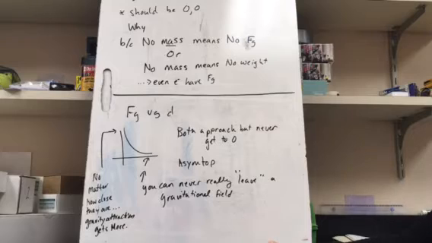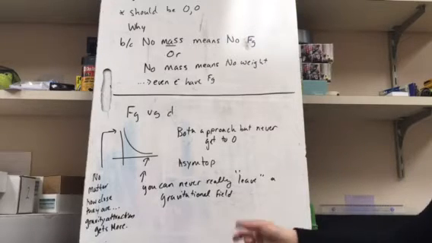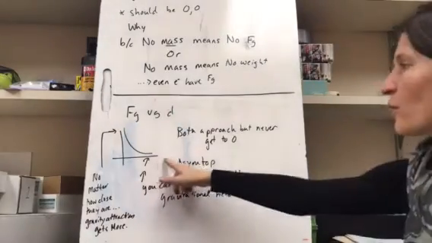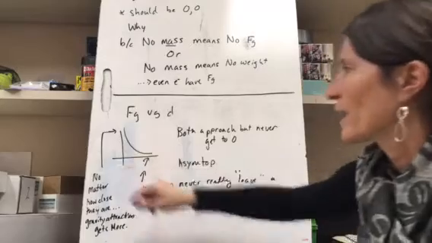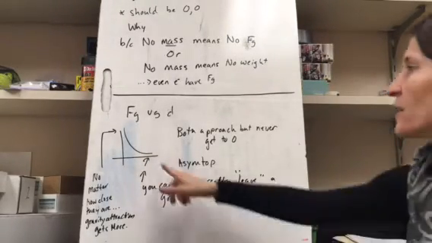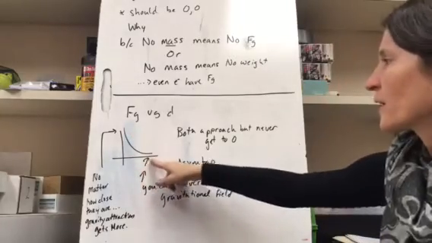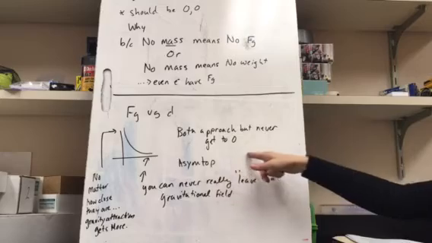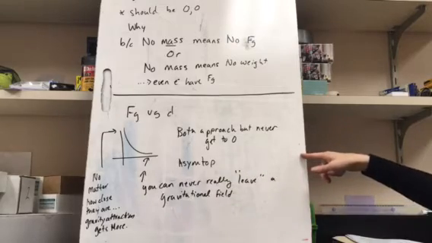The second one is a little bit different, okay? We have f of g versus distance. If you'll notice, these two will approach the x and the y axes, but they'll never actually get there. So these are called asymptotes, and what this means is you really never leave a gravitational field, because no matter how far away you go, it just keeps getting smaller and smaller and smaller.